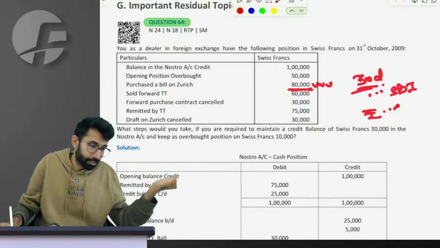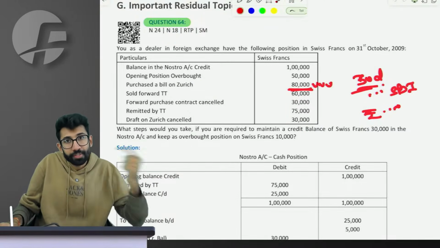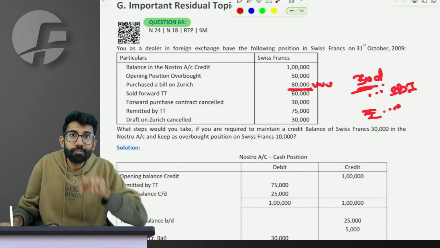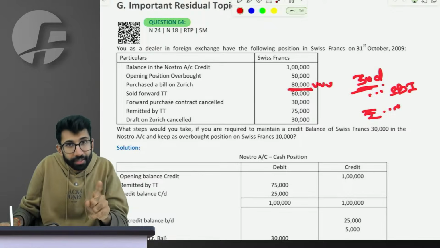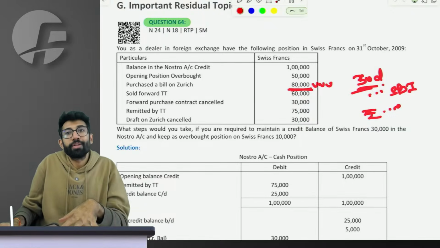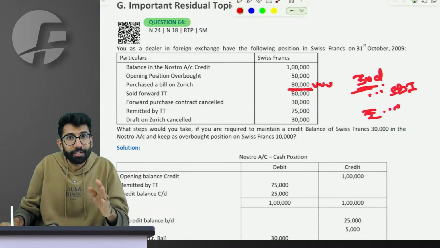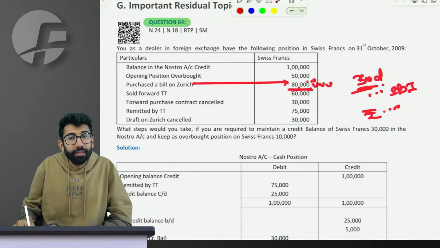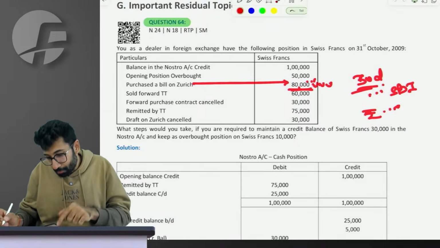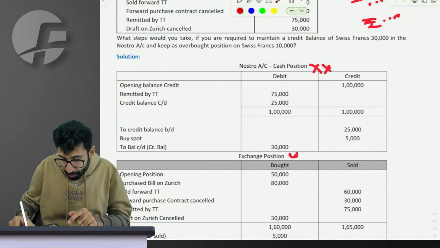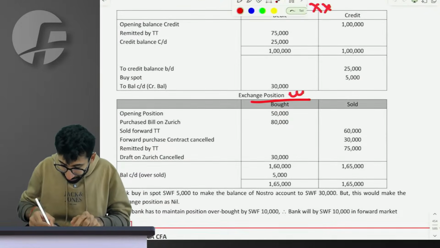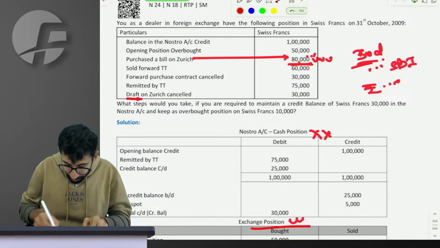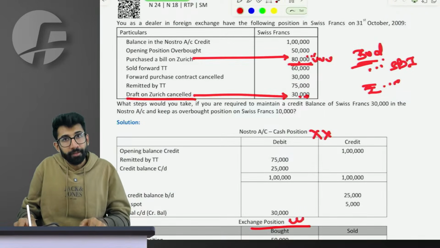My export customer came to me to discount a bill. I have given him rupee today, but the amount of Swiss franc will come to me on a later date. Sir, I am not recording rupee transactions, I am recording Swiss franc transactions. And accordingly, can I say 80,000 should be recorded in the bought side, not in the cash position, but in the exchange position. 80,000 purchased bill on Zurich. Very similarly, draft on Zurich cancelled, right?